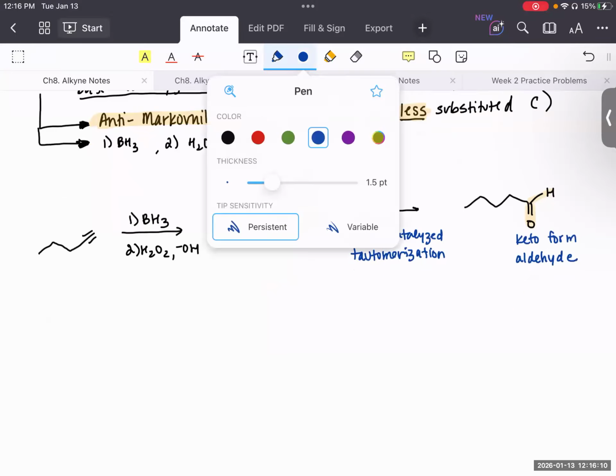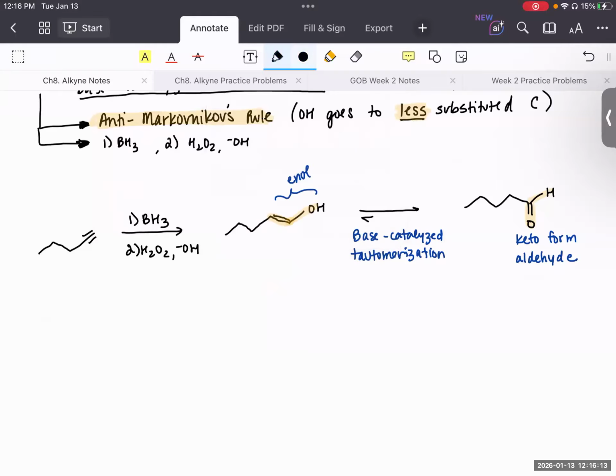Okay, so let's say that we did this reaction, but what I'm going to do here is add an extra carbon on the end. And so now we have an internal alkyne.